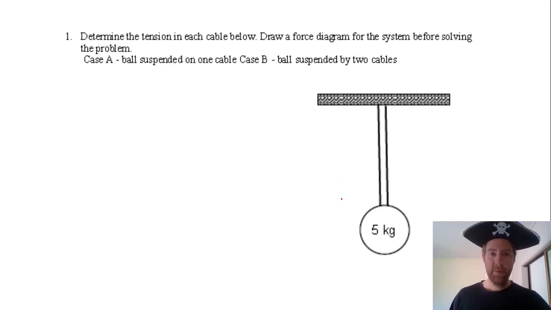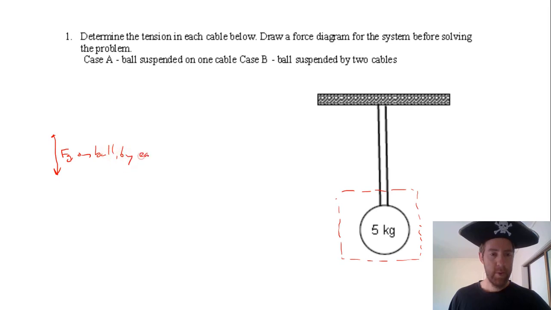Case B, ball suspended by 2 cables. Okay. Identify the system. Draw a force diagram. The downwards force is the force of gravity on ball by earth. There's two things interacting. Remember, a force is an interaction. What's interacting with this ball? There's 2 cables interacting.